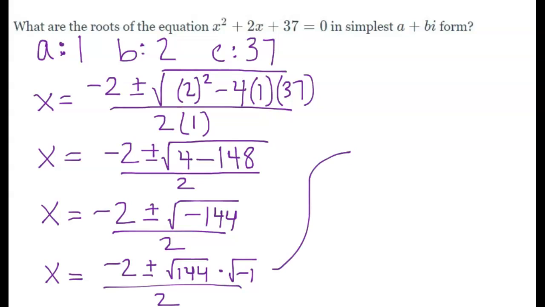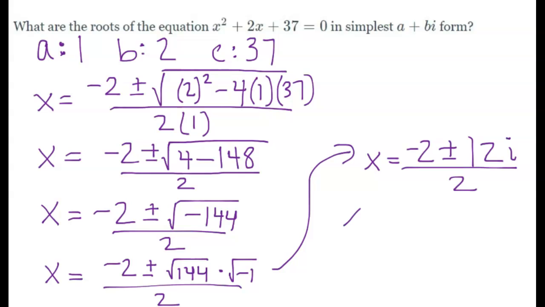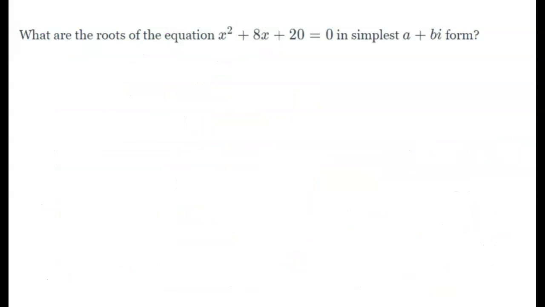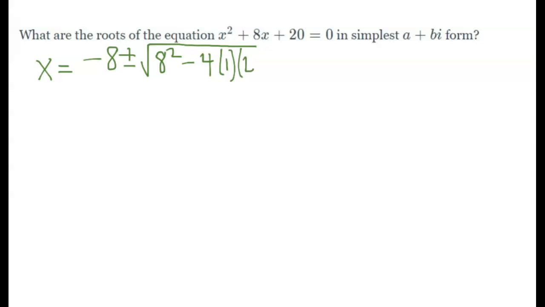And because when we separate that into the i term or the i unit, we can then write that as 12i, and then go ahead and divide both parts by 2 since it's over 2, and then we can write it in complex form, which we would have -1 plus or minus 6i. So that a plus b form, or a plus bi form, is the complex number form. So again, this one's already in standard form.